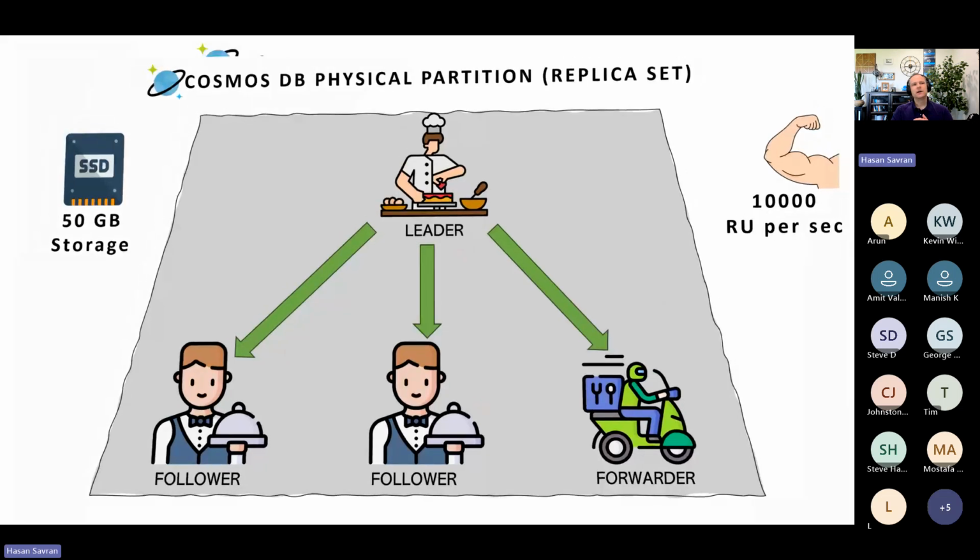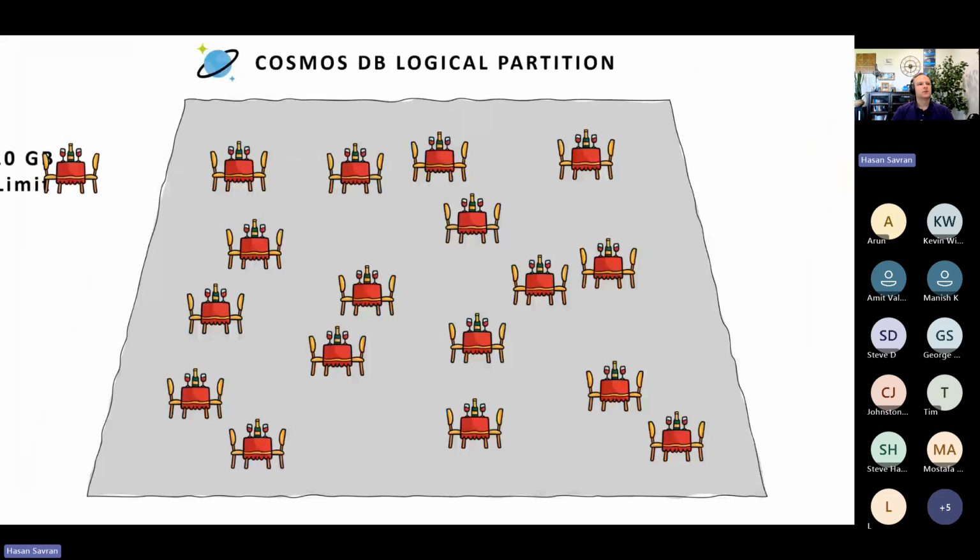What we can change is the logical partition. Logical partition is how you actually group the data. You need to tell Cosmos DB which property or column should control the grouping of all the data. The first thing you need to know is that a group of data cannot be larger than 20 gig of storage. Hopefully you're not going to get close to that, but that is the limit of the logical partition.